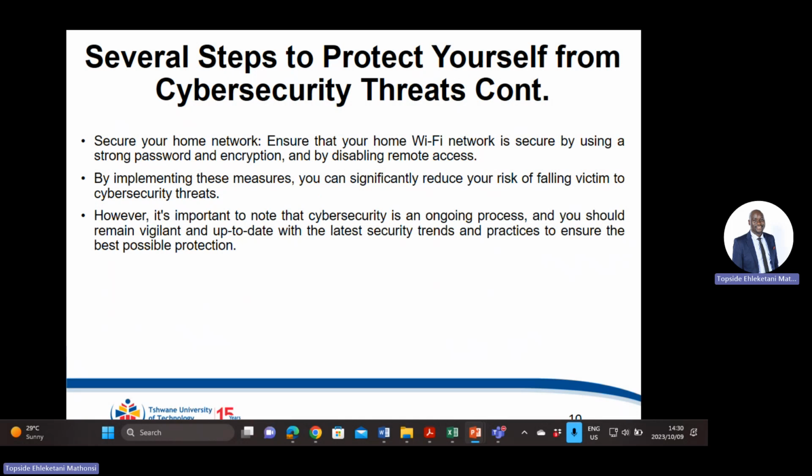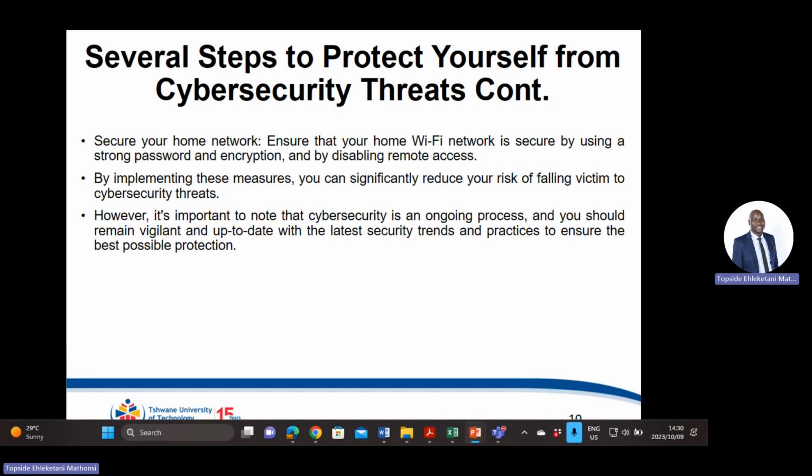Then another thing that you can also do is to continuously implement those measures. This will assist in significantly reducing your risk of falling victim to cyber security attacks. This is because cybersecurity is an ongoing process. So you need to always remain vigilant and up to date with the latest security trends and practices so that they can help you to ensure that you best possible protect yourself against this cyber crime. So that's very, very important.